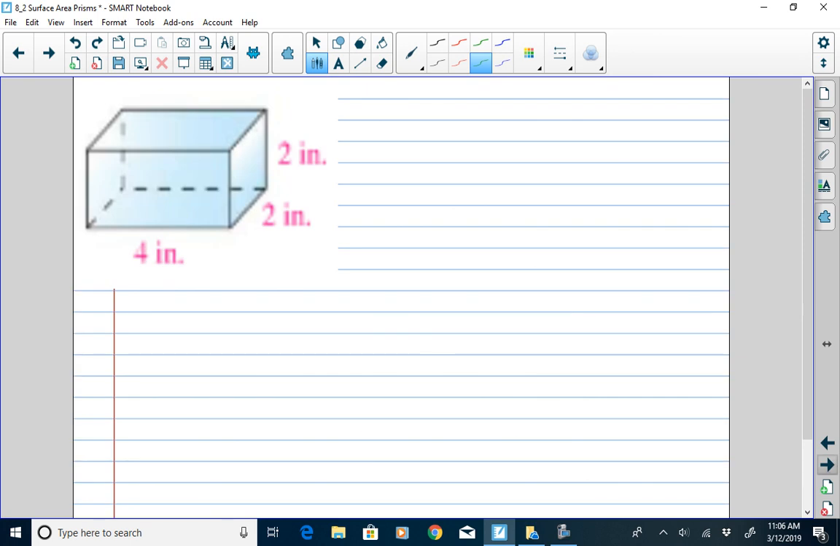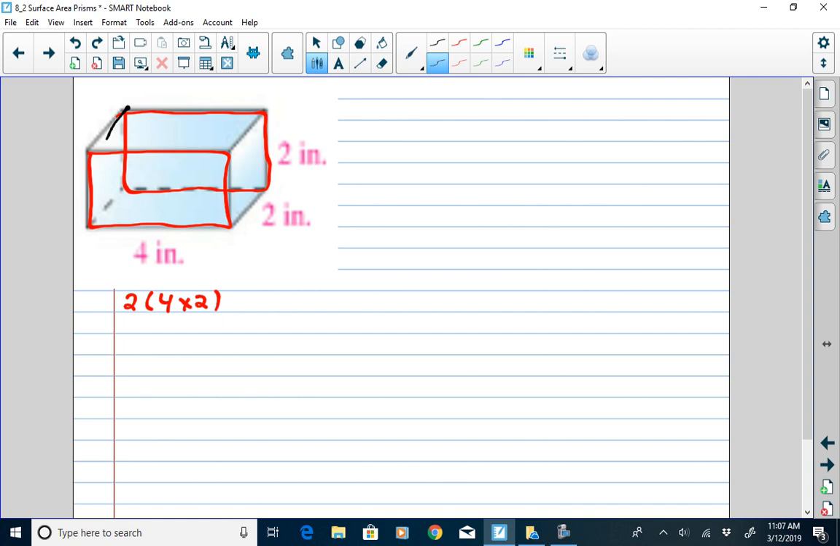All right, let's take a look at another rectangular prism. These are a bit easier. All right, I'm going to decompose using rectangles. So I'm going to have two rectangles, the front and the back here. All right, those two rectangles are going to be 4 by 2. So I have two rectangles that are 4 by 2.